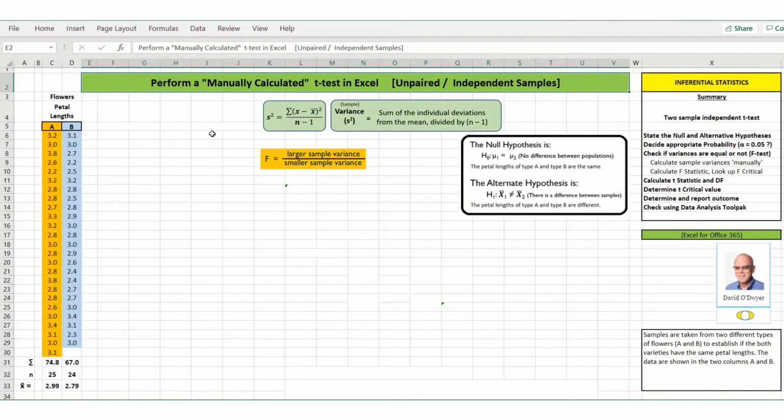You can see here that the variance formula is the sum of the individual deviations from the mean squared, divided by n minus 1. That's for sample variance. And I've added in the sums here and the number in each. There's 25 in A and 24 in B. And that allows us to calculate x bar for both, 2.99 and 2.79.